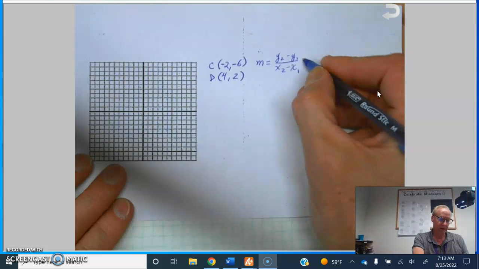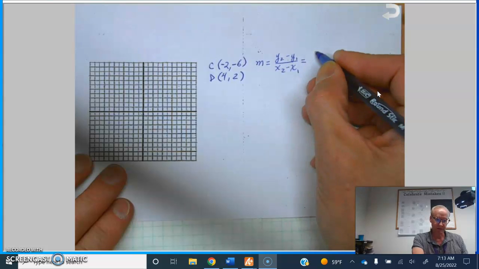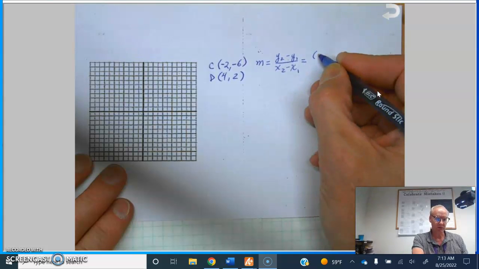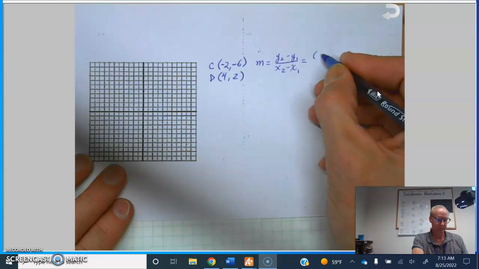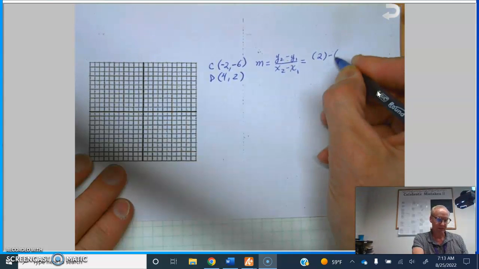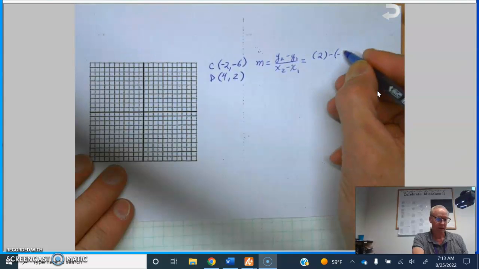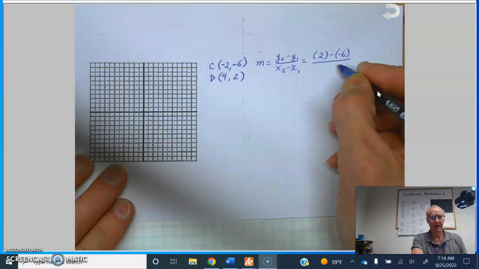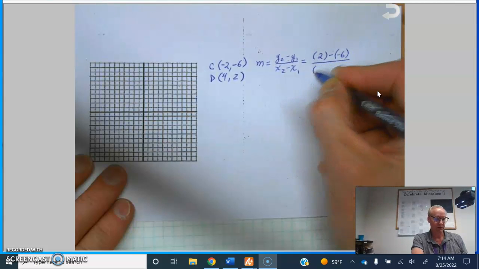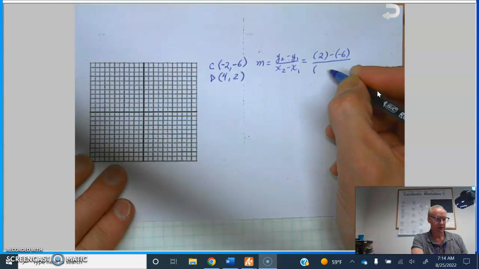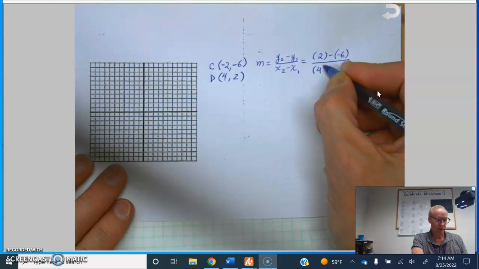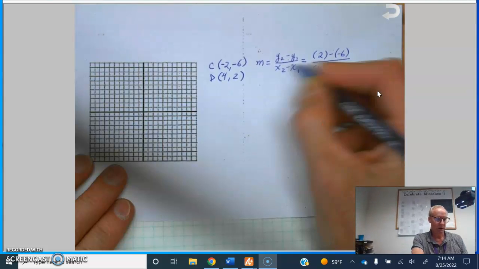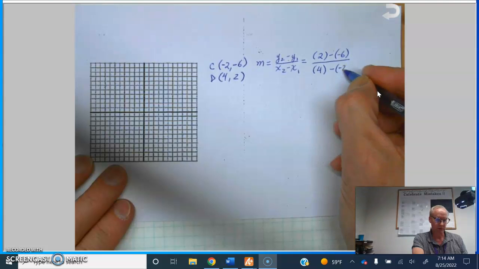So we're going to find, by substituting inside parentheses, y2 happens to be 2, minus y1, which happens to be negative 6. Now, I generally don't put the parentheses, but that's a bad habit, so we're going to go ahead and do it this time. Now, x2 is 4, minus x1, which is negative 2.